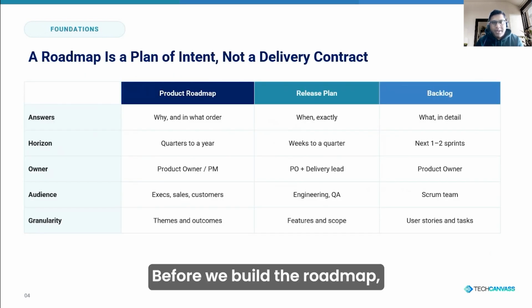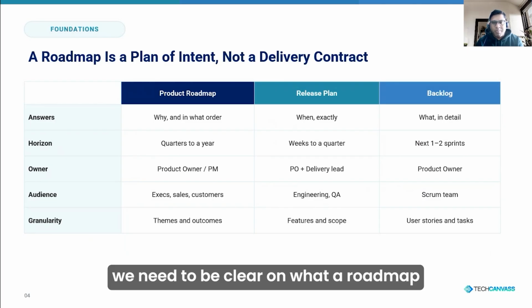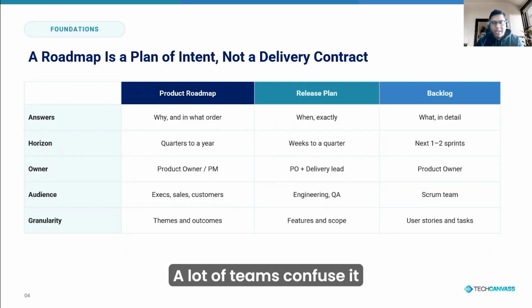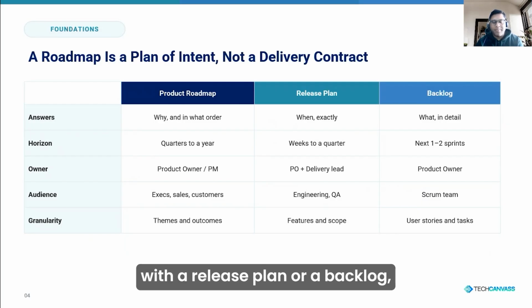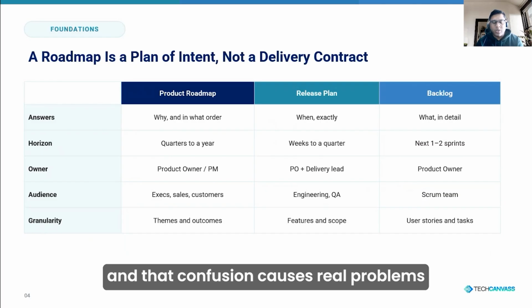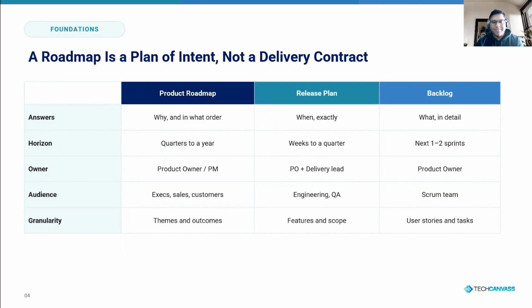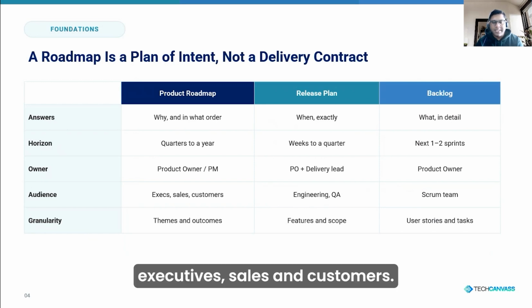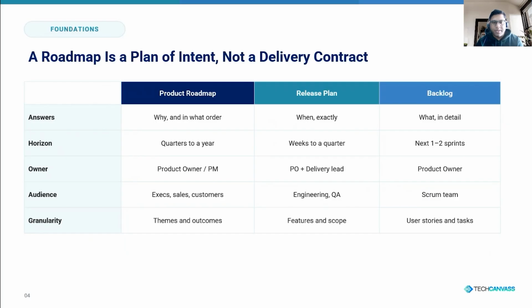Before we build the roadmap, we need to be clear on what a roadmap actually is. A lot of teams confuse it with a release plan or a backlog, and that confusion causes real problems. A roadmap answers why you're building something and in what order. It works in quarters, sometimes a year out. It is owned by the product owner or product manager, and the audiences are executives, sales, and customers.